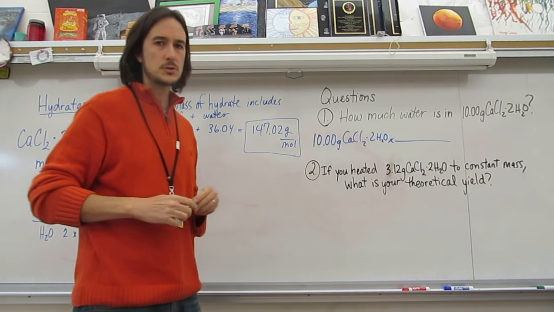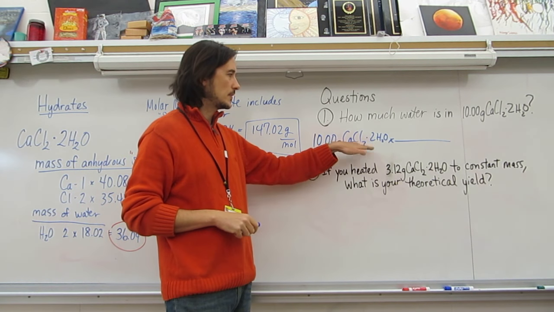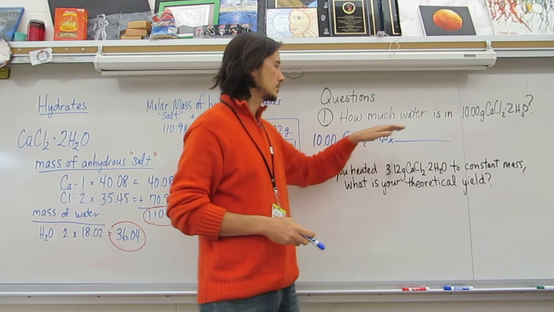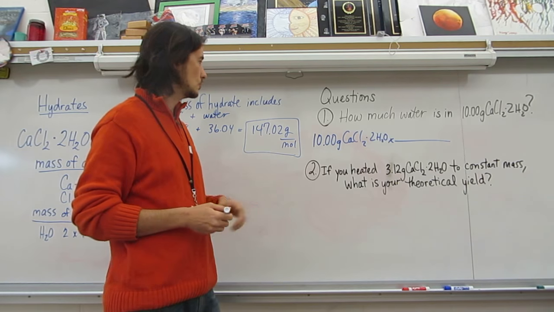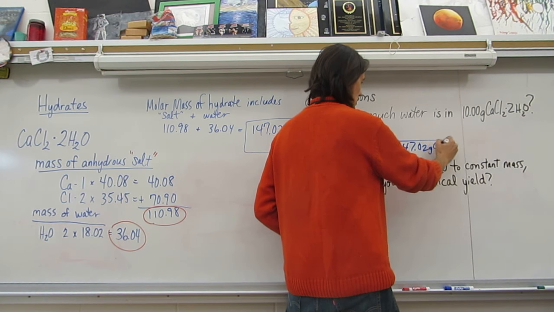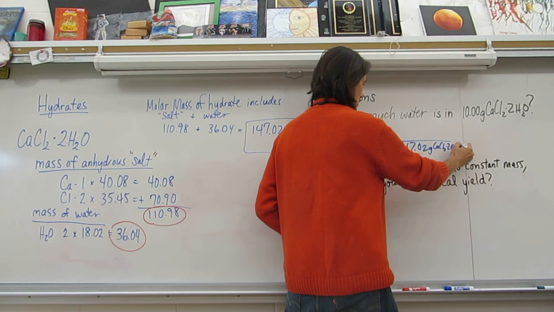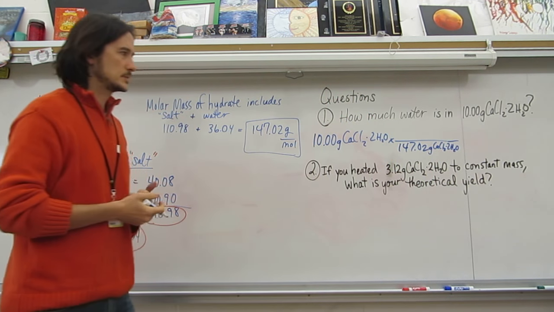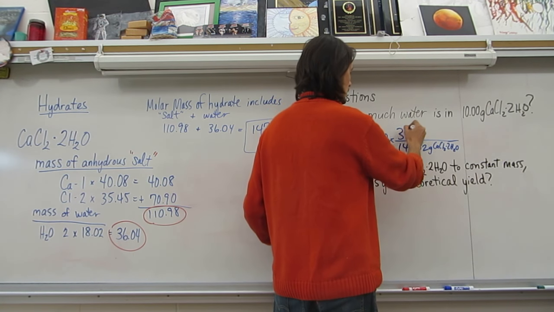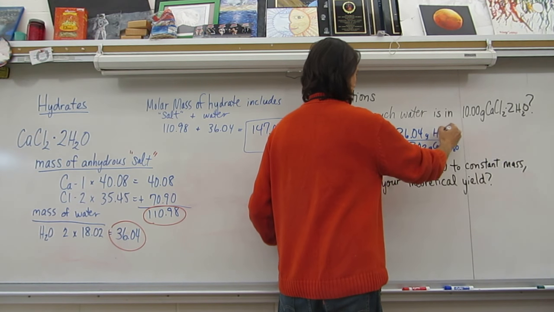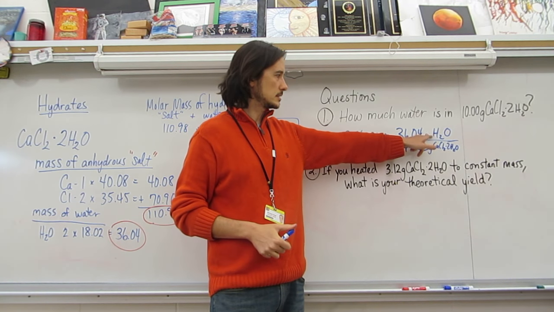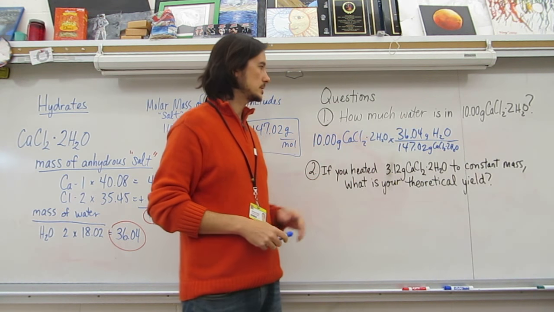Now I just need a conversion factor that is going to get me from the thing that I'm starting with, which is the hydrate, to water. So I need a fraction that is going to be true: for every 147.02 grams of calcium chloride dihydrate, there are 36.04 grams of H2O. And just keep in mind, you're not writing the coefficient of 2 there, you're just writing 36.04 grams of H2O.